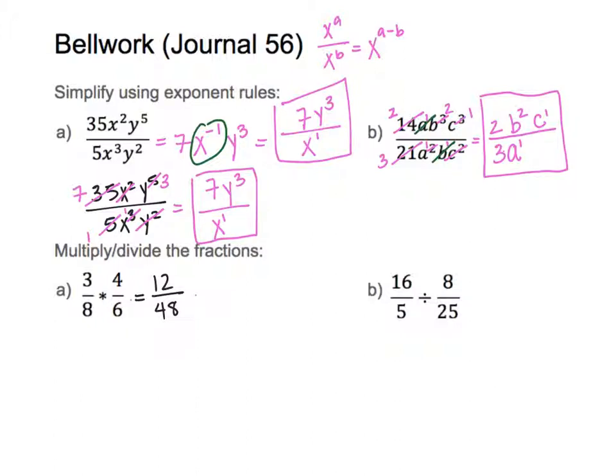So what goes into 12 and 48? Well, 12 does. So 12 goes into 12 one time, and 12 goes into 48 4 times. So I can actually write this as 1 over 4. And that's my final answer.